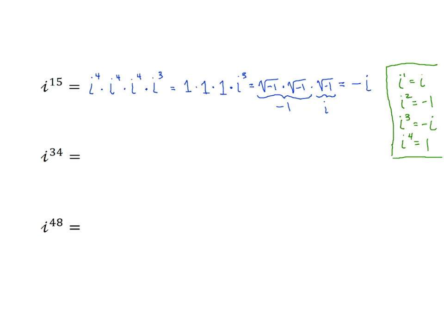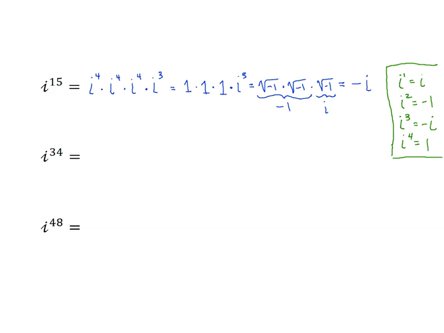Now, that's going to help me, especially now when I've got a number like 34. Because I could do the same thing that I did up here and say, okay, it's i to the 4th, and then another 4, and another 4, and just keep counting up until I get close to 34. But what might be easier than that is to divide 34 by 4 to see how many of those I would have, and then how much I would have left over.